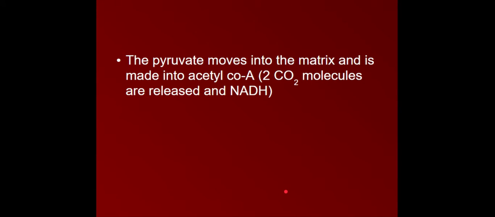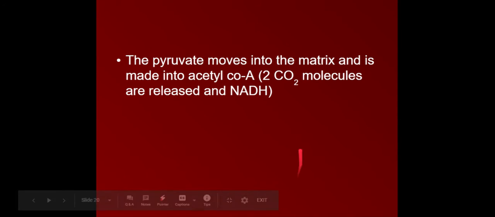The pyruvate moves into the matrix and is made into acetyl coenzyme A. 2 carbon dioxide molecules are released and NADH. So the carbon dioxide that is released here is the byproduct.